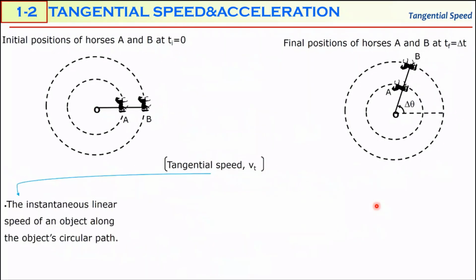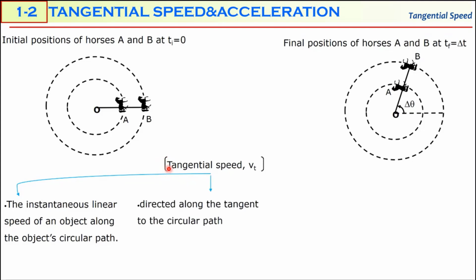Now we will try to get this, okay? Tangential speed is defined as, this is the definition in your book, the instantaneous linear speed of an object along the object's circular path. If an object is moving on a circular path, that linear speed is defined as tangential speed. If an object is moving on a circular path like these horses, that linear speed is given the name tangential speed. Why is it called tangential? Because their direction of motion is tangent to the circle.